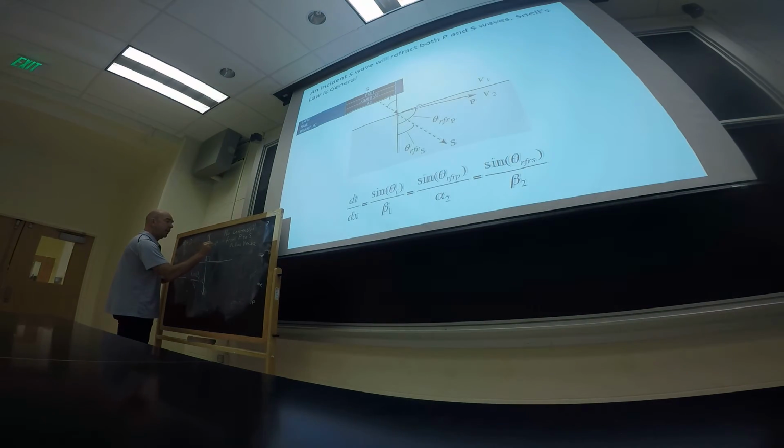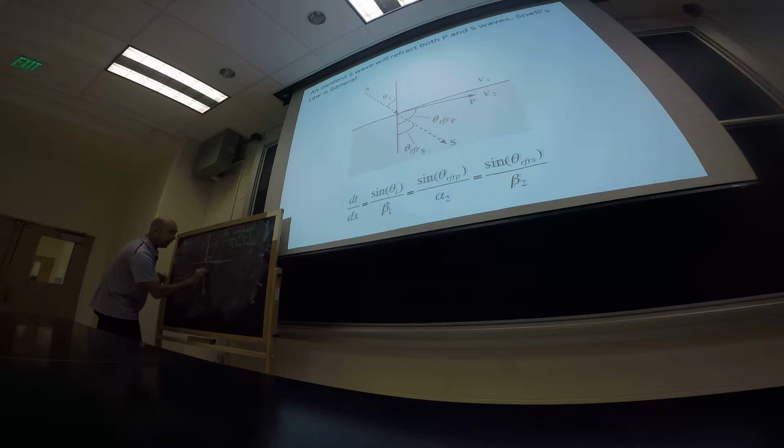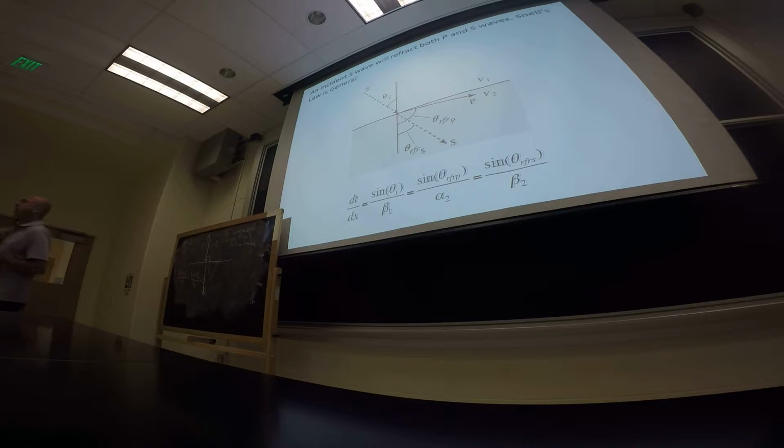The other thing that occurs at normal incidence is that there is no conversion from P to S or vice versa. So at normal incidence, there's only going to be 3 waves. There's going to be the incident P, the reflected P, and the transmitted P. If we're talking about a vertical shear wave, there's going to be an incident shear, a reflected shear, and a transmitted shear.